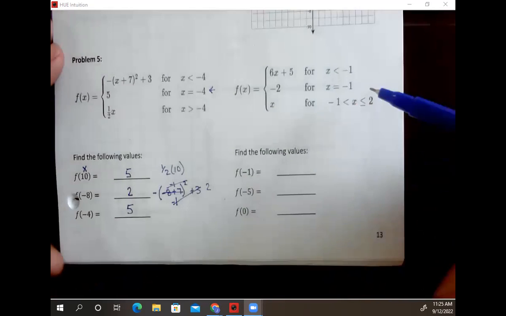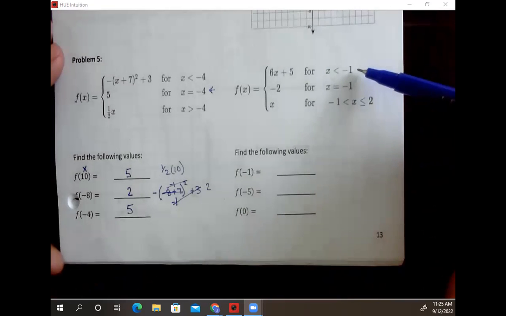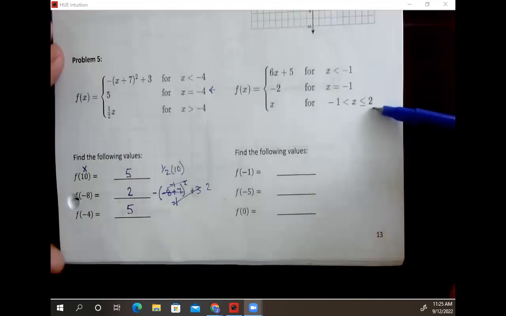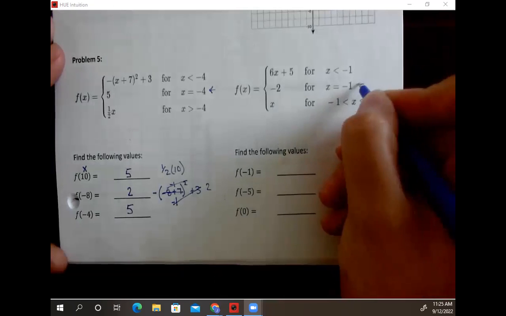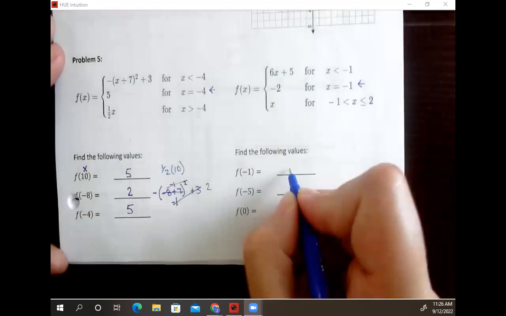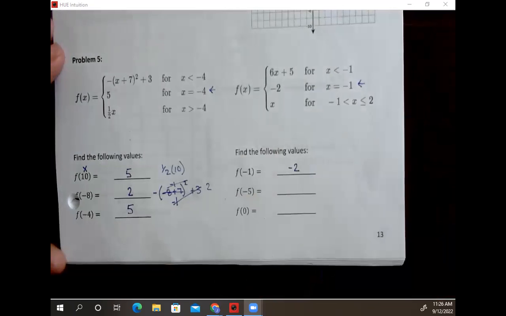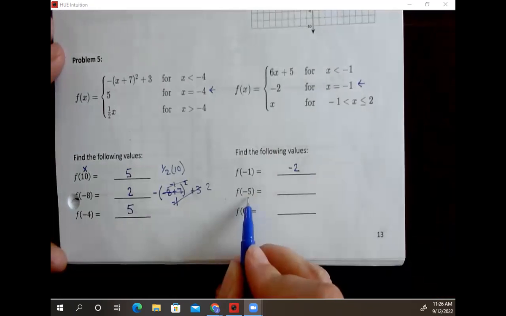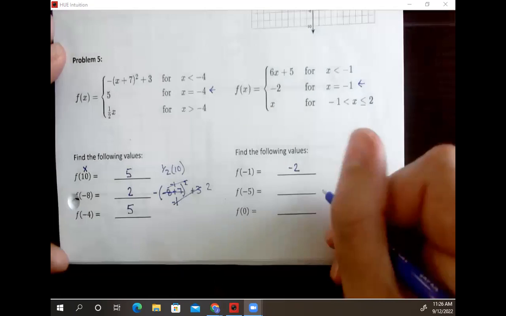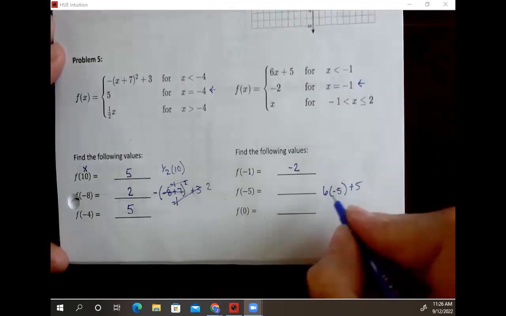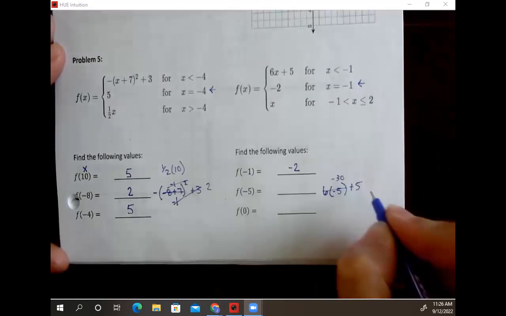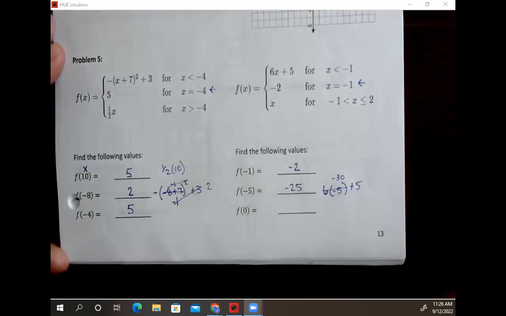We've got one more piecewise function here. This time we're looking at X values less than -1, equal to -1, or greater than -1, and up to 2. So if x is equal to -1, I want to use this middle section here, and that says it's just -2. Don't plug in, don't simplify, it's just -2. F of -5, I want to use this first section, so that would be 6 times -5 plus 5. 6 times -5 is -30, plus 5 would be -25.